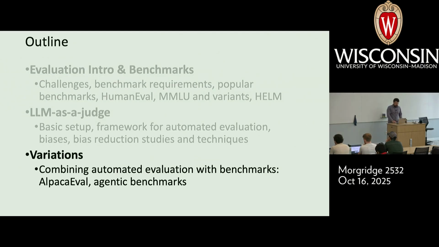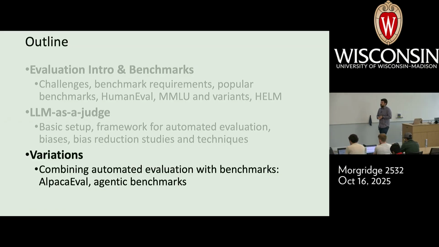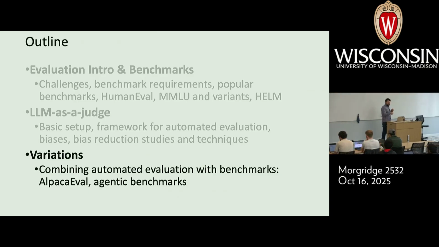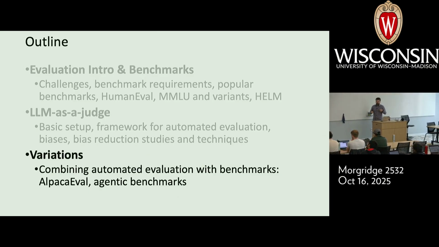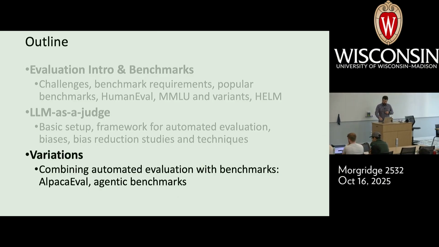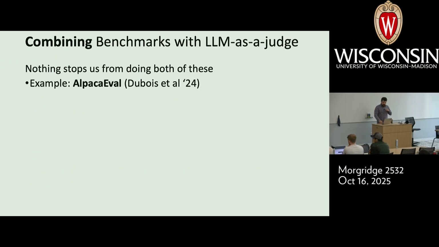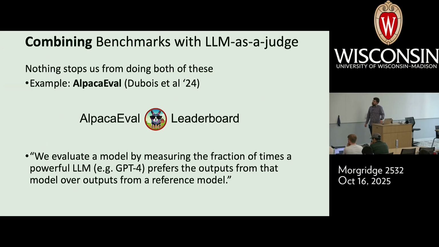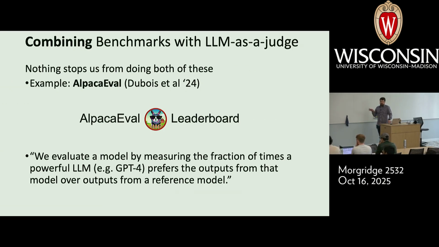I have a few more slides on variations, including some new data sets and some new benchmarks. This is going to be basically stuff where we try to take some of the principles that we've had so far, static expert-created data sets plus LLM as a judge. So here's an example that was very popular for a while. It's called Alpaca Eval. It has this leaderboard that was the main leaderboard for people competing.